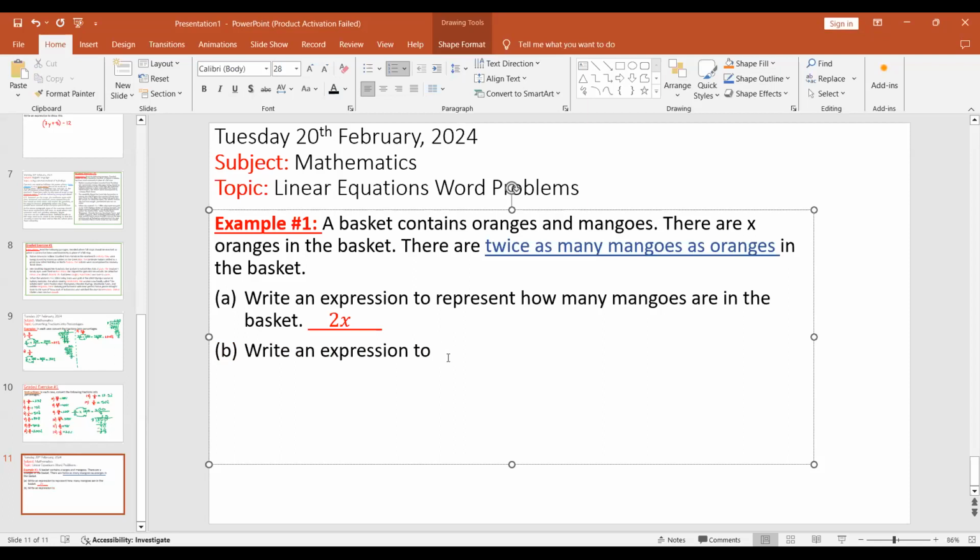Yes, sir. Write an expression to show how many oranges and mangoes are in the basket. This is an interesting one. They want us to write an expression to show how many oranges and mangoes are in the basket. So how are we gonna do that one? Oranges and mangoes in the basket.